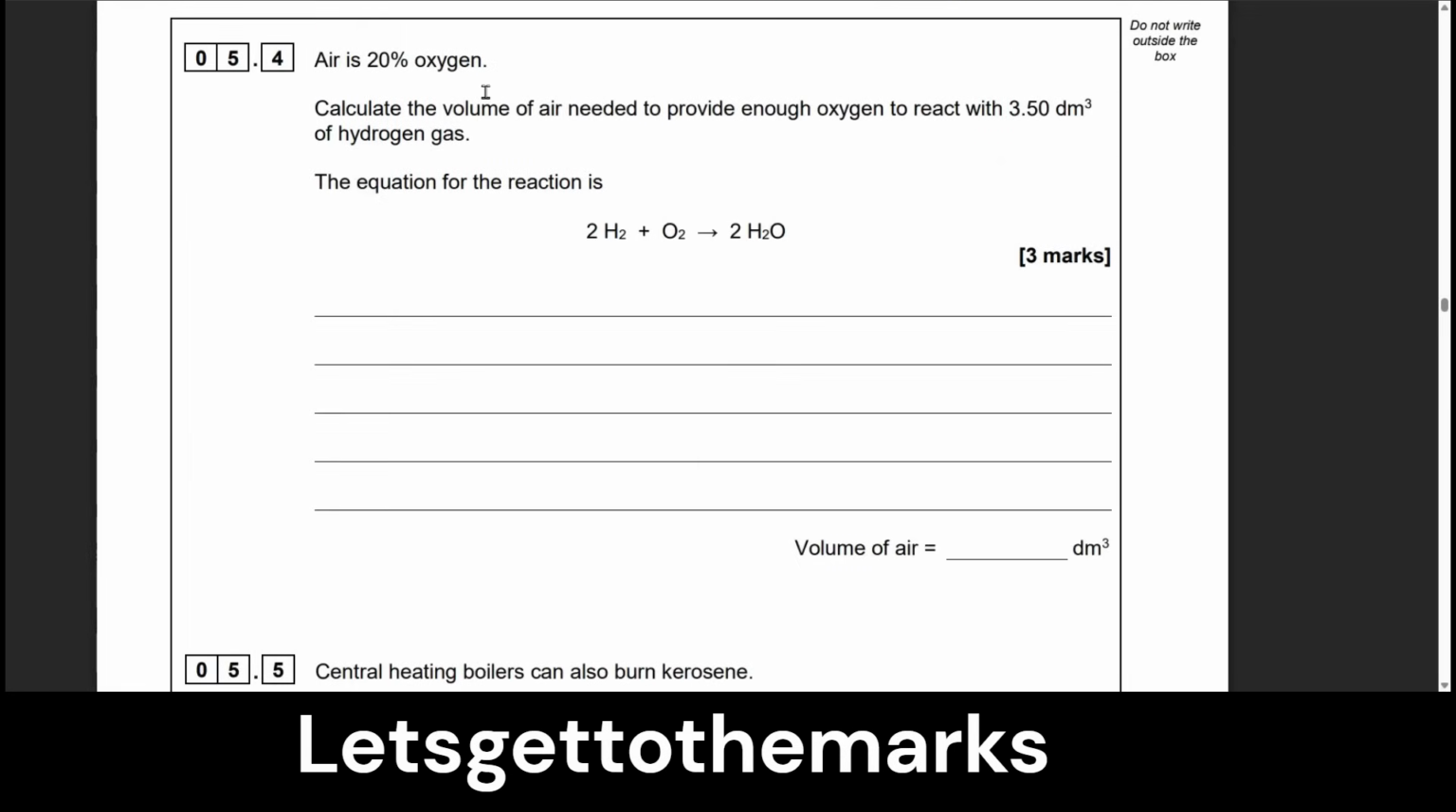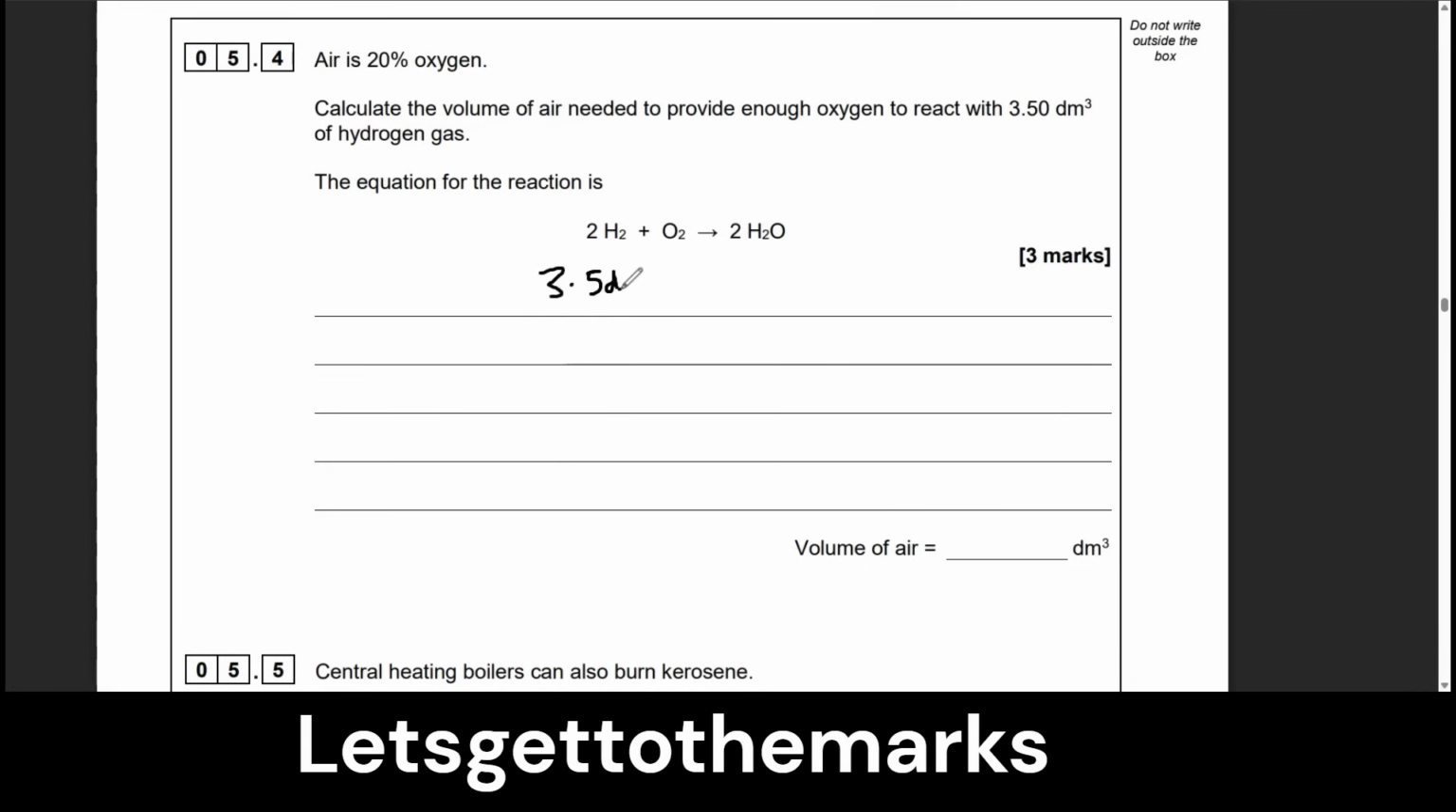5.4, air is 20% oxygen, 21 more like, but never mind. Air is 20% oxygen. Calculate the volume of air needed to provide enough oxygen to react with 3.5 decimeters of hydrogen gas. The equation for the reaction is 2H2 plus O2 goes to 2H2O. So what they're telling us is the volume of air needed to provide, so we've got 3.5 decimeters of hydrogen gas. So I would go like this.